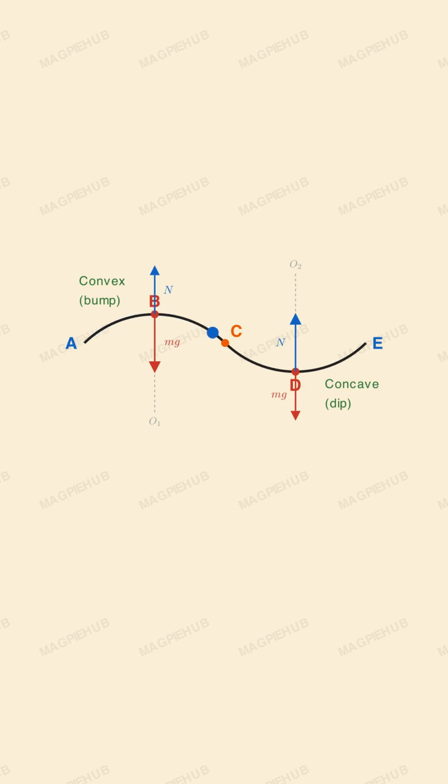A cycle with its rider, total mass 100 kilograms, travels at constant speed 18 kilometers per hour. The question says, a track consists of two circular parts, ABC, which is a convex bump, and CDE, a concave dip, of equal radius 100 meters, joined smoothly at C. Each part subtends a right angle at its center.